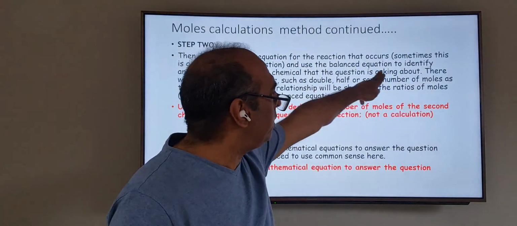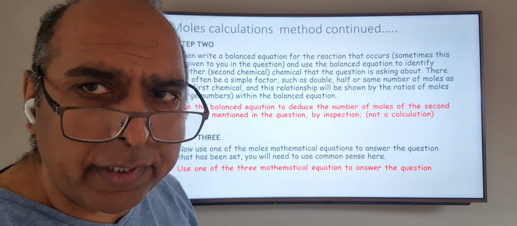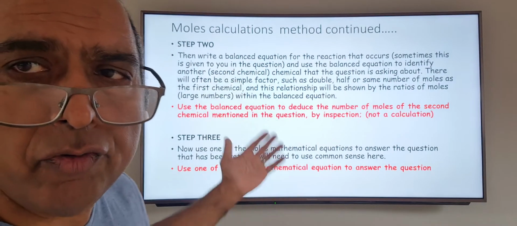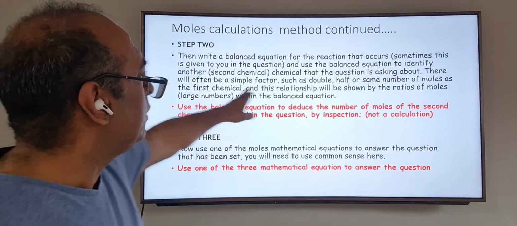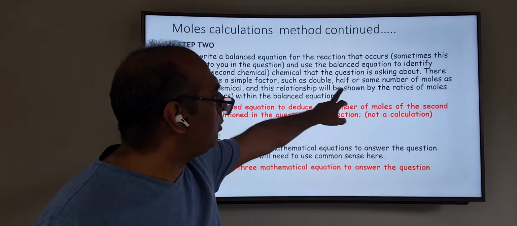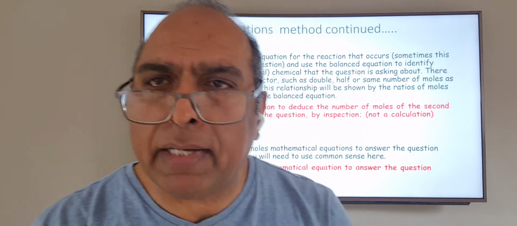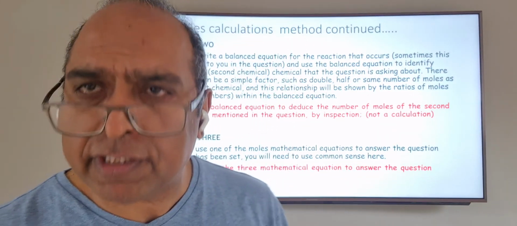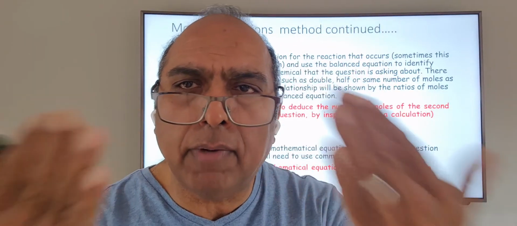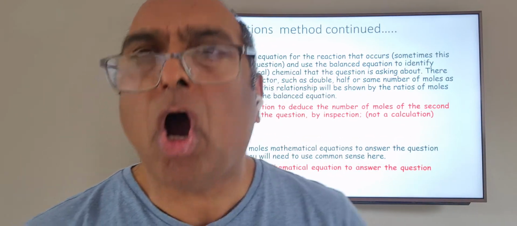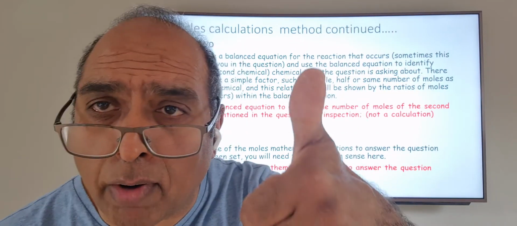But you're going to use that balanced equation to identify the second chemical. What the first chemical reacts with is the second chemical. And that's what you're writing this balanced equation for. There will be a simple factor such as double, half or same. Now those are the words I use in my lessons. I say from your balanced equation, for the first chemical, how many moles in the equation does that react with of the second chemical? And somebody will put their hand up and say, sir, the same number. That's what I want. Same number.